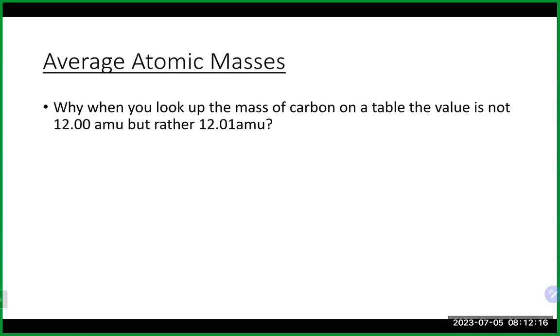So this does bring up something that we do see, for example, when we look at carbon on the periodic table. Carbon is actually listed as 12.01 on the periodic table. And you may say to yourself, what's the deal there? Carbon-12, which is our isotope that we're using for the standard, has a mass of 12. Why does it say 12.01 when you look at carbon on the periodic table?